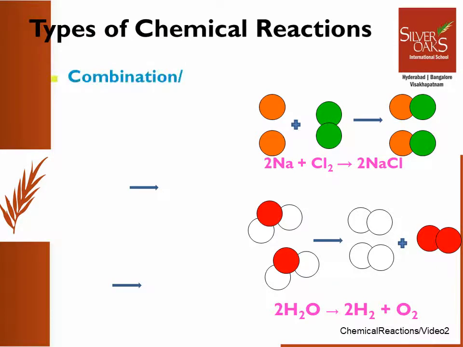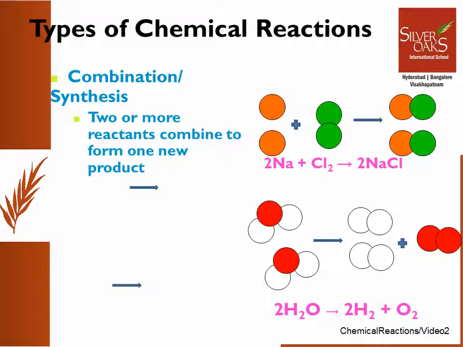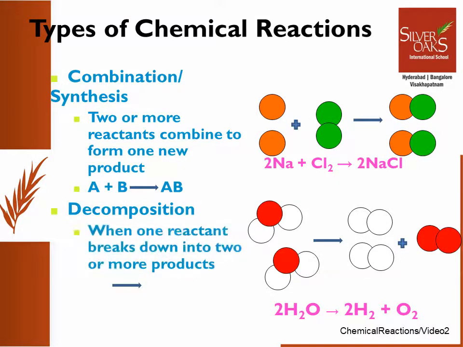So let us now study the types of reaction. The first type of reaction is called combination or synthesis reaction. In this reaction, two or more reactants combine to form a new product. The example shows us the reaction over here. We can see that two atoms of sodium combine with two atoms of chlorine to form sodium chloride. Most of the combination reactions are exothermic reactions.